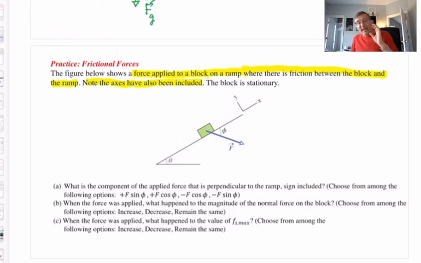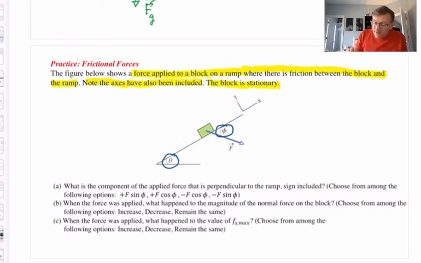Okay? The incline itself, so phi is the angle that my applied force makes with the surface of the incline. Now, independent of that, there's the angle theta, which is just the angle of the incline relative to the horizontal. The block, I am told, does not move. That's important. It is stationary. So that's the scenario.